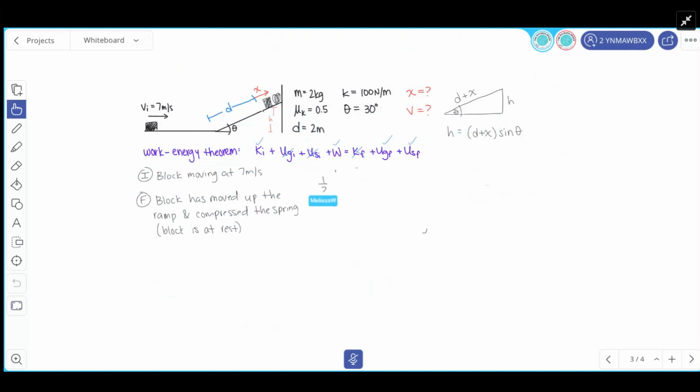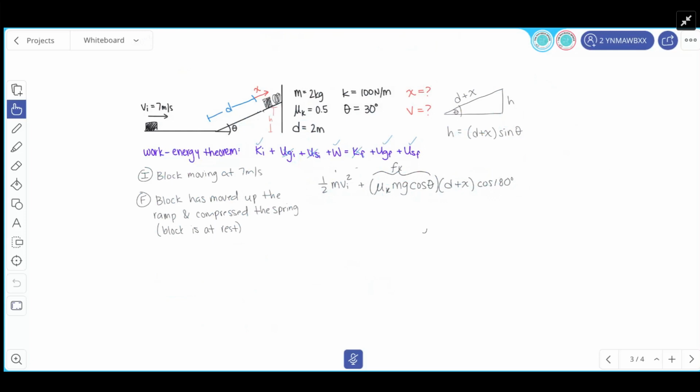So that initial kinetic energy, 1/2 mv initial squared. Again, that initial velocity is the 7 meters per second. The work done by friction, we have the friction force itself, so that would be mu, the coefficient of friction, times mg cosine theta, where that theta is the angle of our incline. So that whole expression there, remember, that is our friction force. So then we have to multiply that by the total distance traveled, so that's d plus x. And then we multiply by the cosine of 180, because friction and the displacement point in opposite directions.